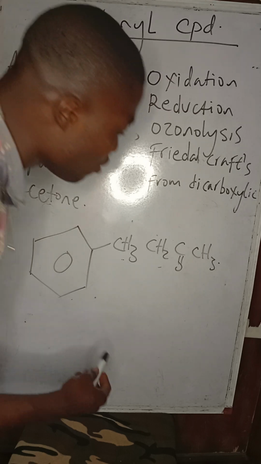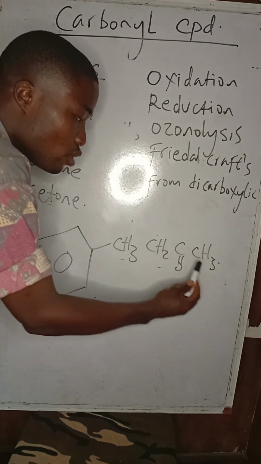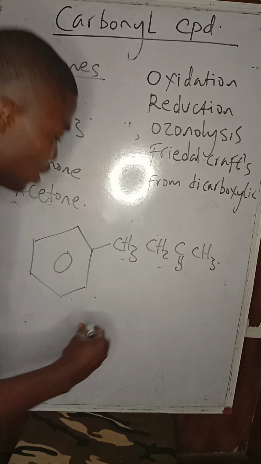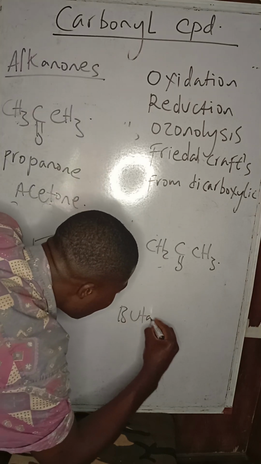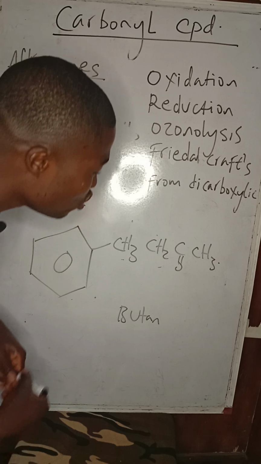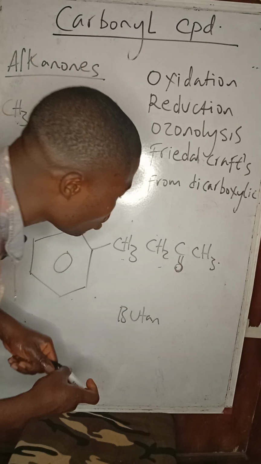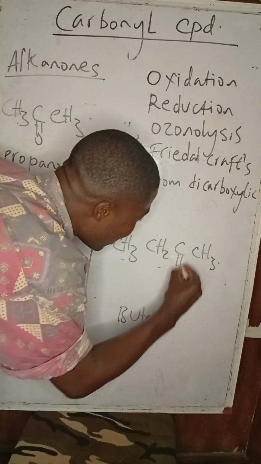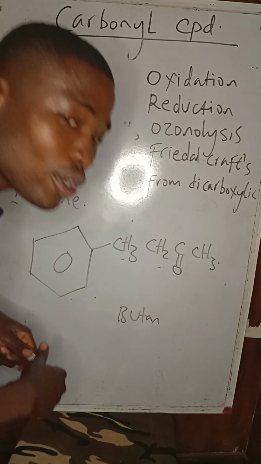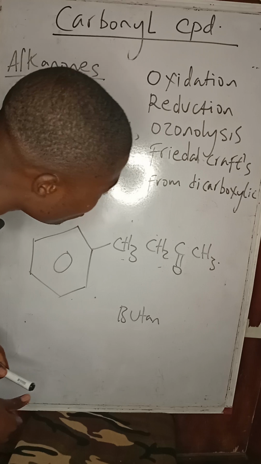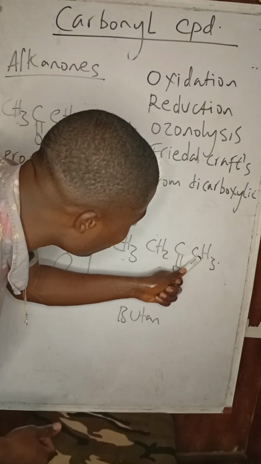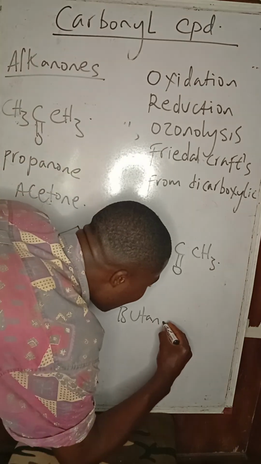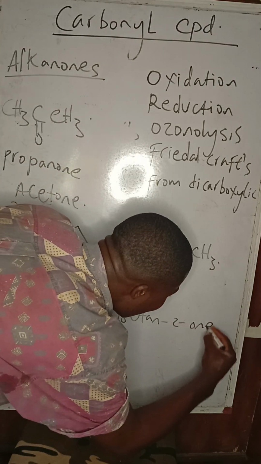What's the longest continuous carbon chain carrying the functional group? It should be 1, 2, 3, 4. So that should be butan. Yes, but not just any butanone. Which number is the one? So, the C double bond O is attached to which carbon? Let me just illustrate it well. So it is a C double bond O there. The C double bond O is attached to carbon 2. We cannot say 1, 2, 3. It's longer. 1, 2 is shorter. So it's butan-2-one.